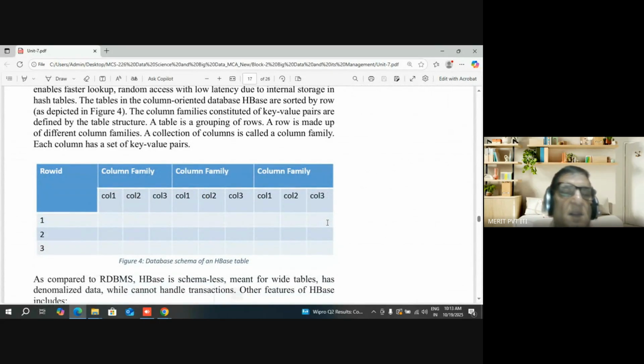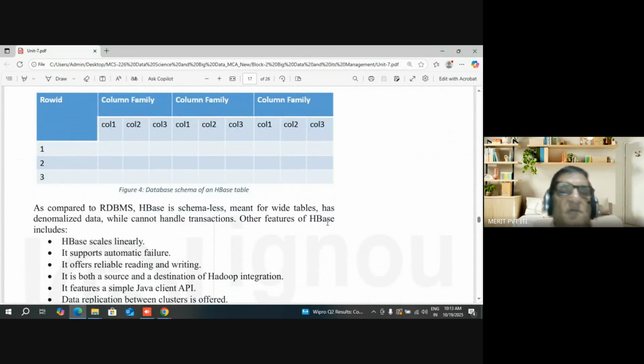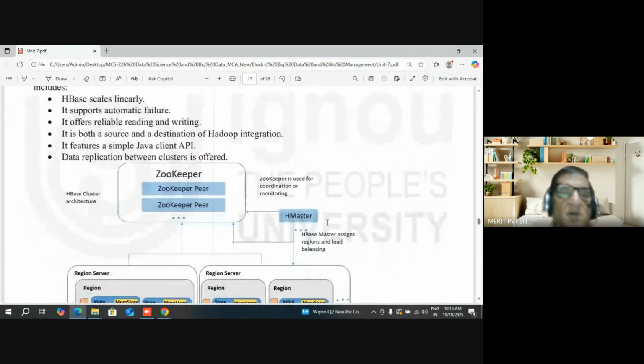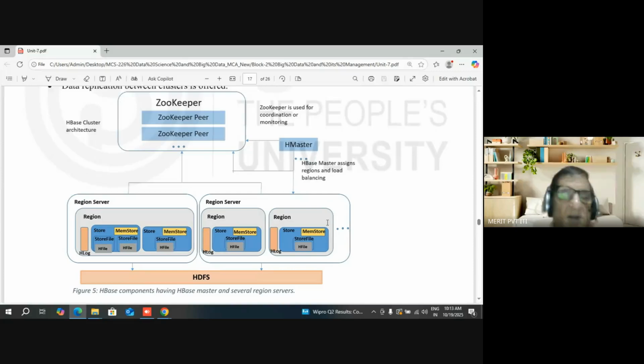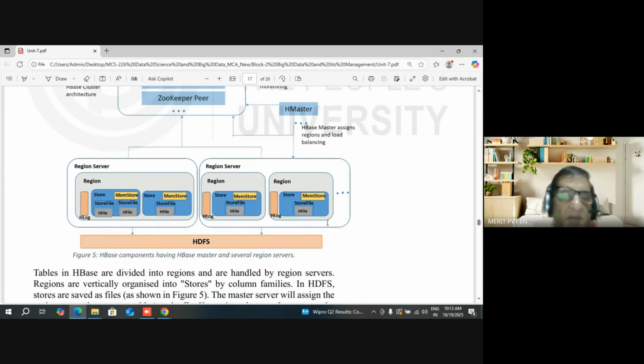ये देखिए, column 1, column 2, column family, so on, so on. ये zookeeper, all these things are this HBase component having HBase master and several region servers. So एक master हो जाता है जब in parallel processing में one processor becomes the master, others become the slaves or handlers and all these things. So that's what it is.